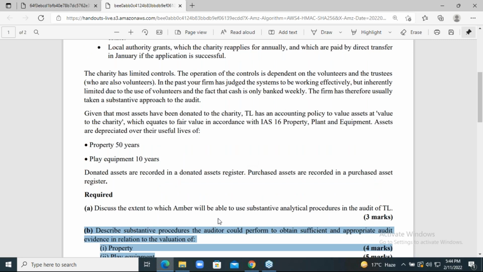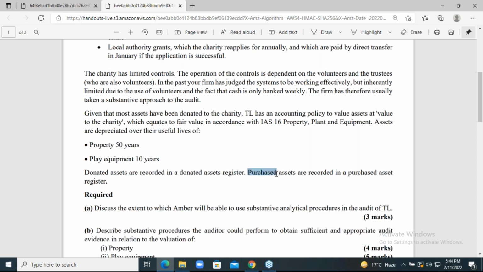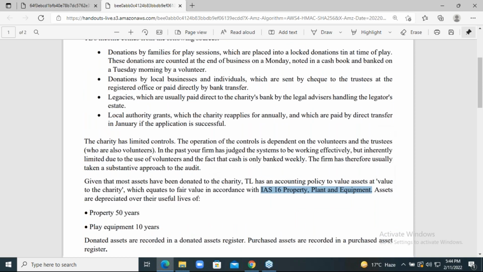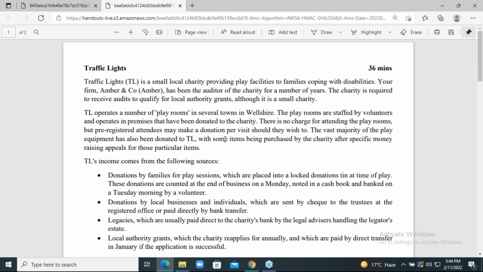These properties and assets are of two types, donated ones and purchased ones. Also, there is data given that the assets are recorded according to fair value in accordance with IAS 16. Also, in the paragraph we can see some important information related to equipment: some of the equipment has been donated and some has been purchased by the charity by raising specific money appeals. So now we are going to write procedures for the equipment and property.